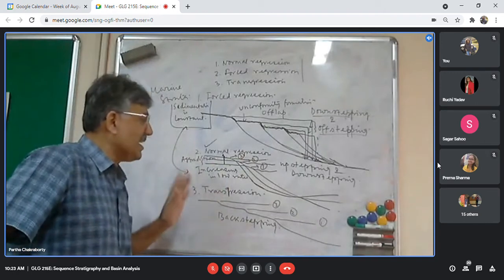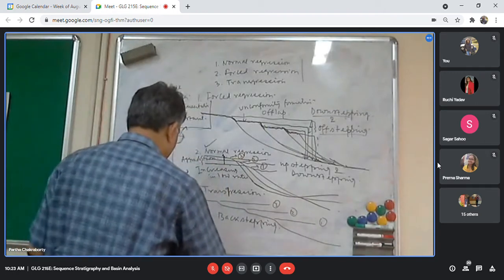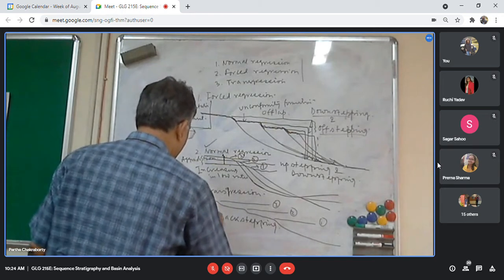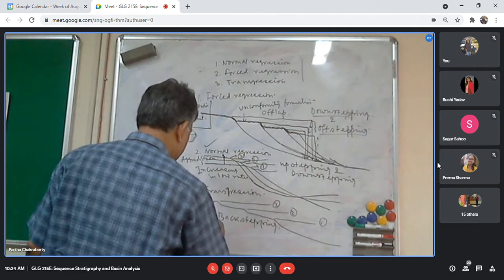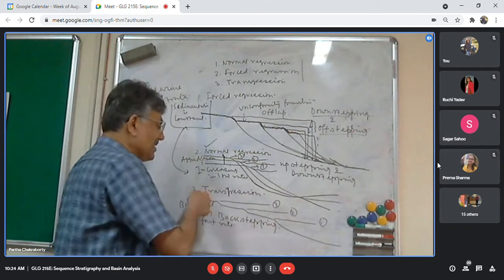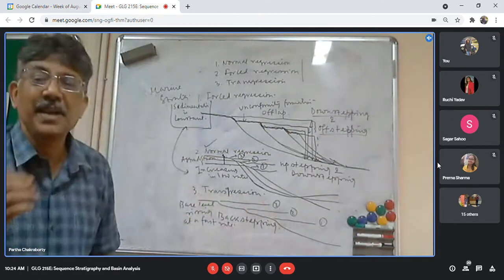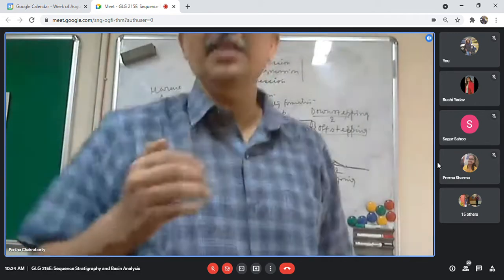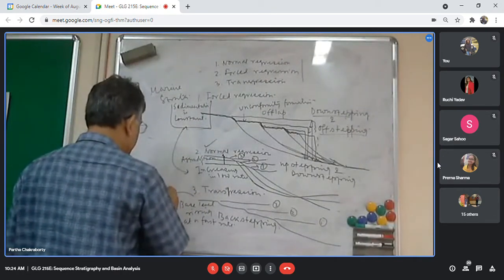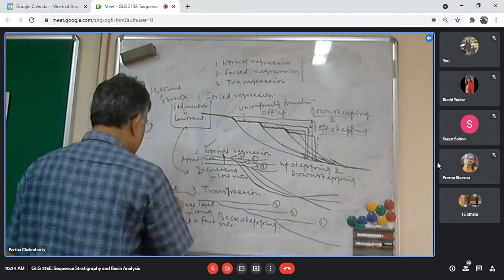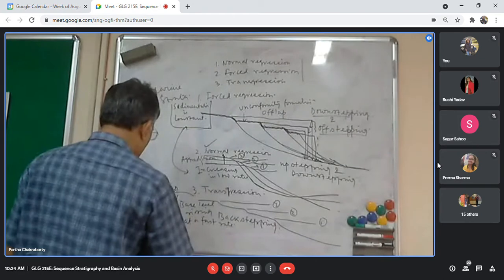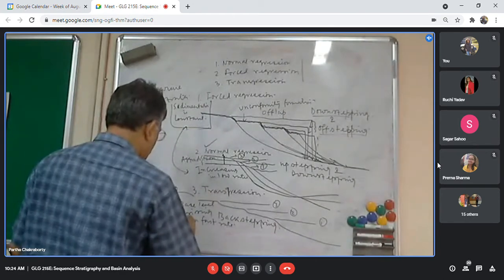Now coming on to transgression, where the base level is rising at a fast rate. So what will you get? The base level is rising, and you are getting a retreating beach, a retreating coastline, and formation of coastal cliff.